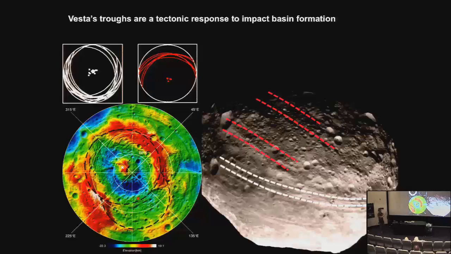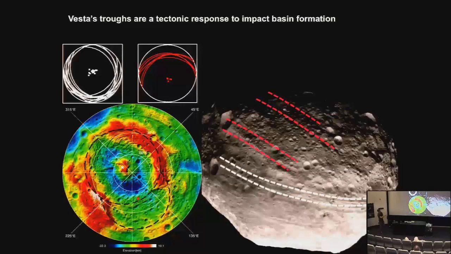And if you map out these grooves here, like say in the white, and this other set of grooves in the red, and you think of these as giant circles going around Vesta, and you plot where the centers are, then the centers all cluster together for one family of grooves. They all cluster someplace else for the red family of grooves, and the location where they cluster is right in the center of this impact basin.